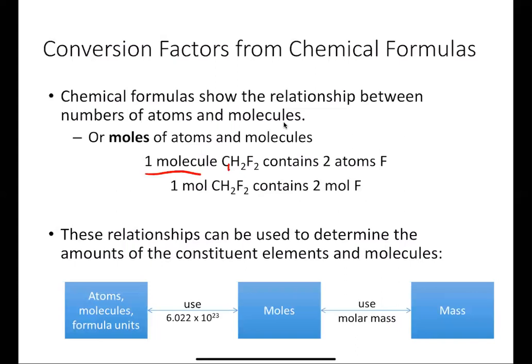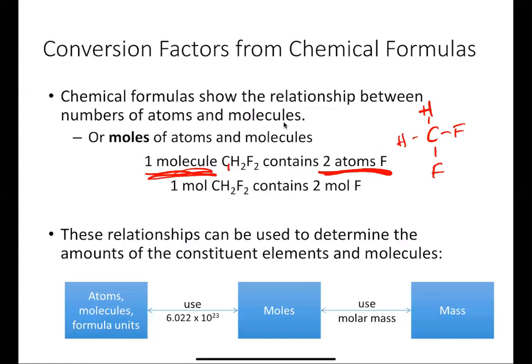But that's one molecule. Okay, so one molecule contains 2 atoms of fluorine. It actually looks like this. There's a C, there's an H bonded to that, there's another H bonded to that, and then there's 2 fluorines off the C. It looks like this. And so that tells me there's 1 carbon, 2 hydrogens, and 2 fluorines. But that's only one molecule.